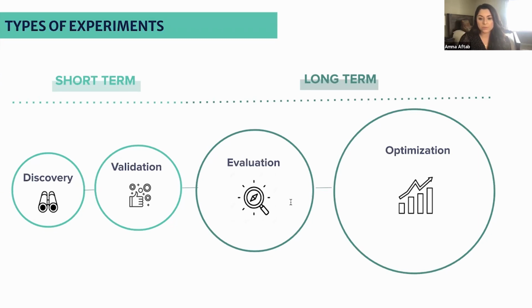So let's move on to long-term experiments. These experiments include the evaluation and optimization tests. So evaluation experiments are usually features that have been vetted during the validation process, and we'd still like to test it out in another part of the product prior to rolling out the feature all across the board. So let's dig into a specific example.